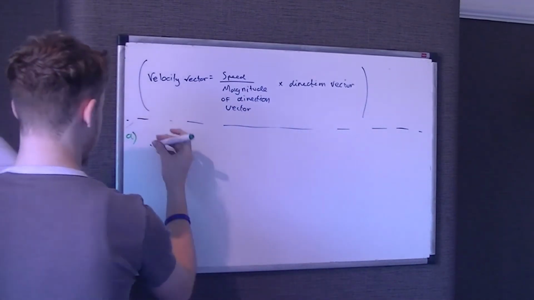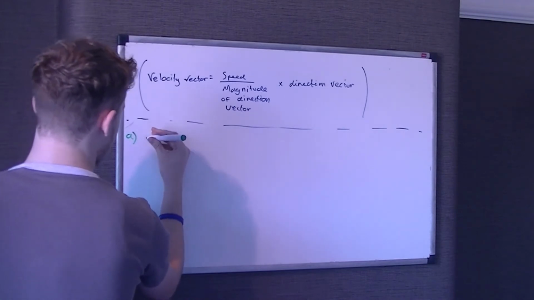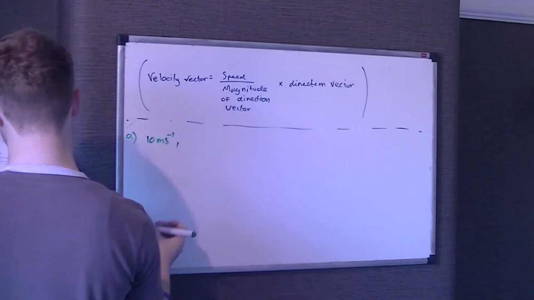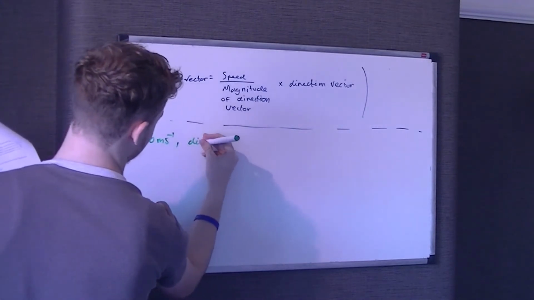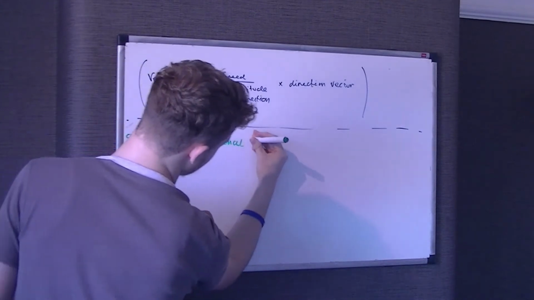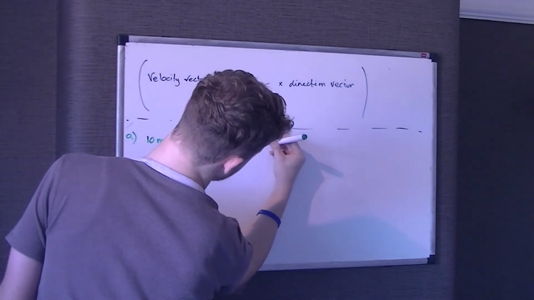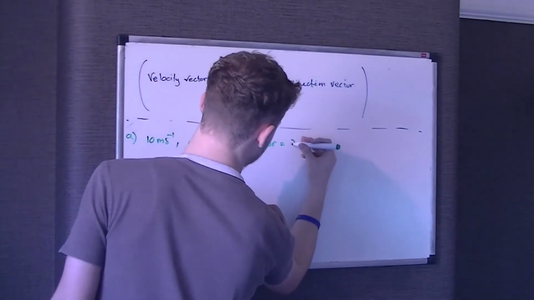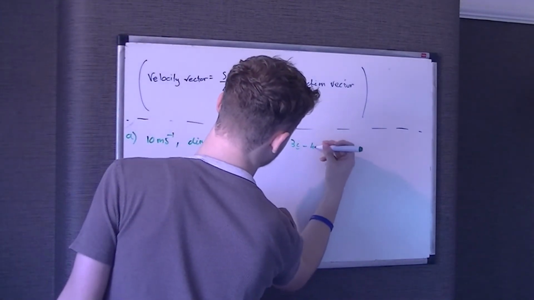So we're told the velocity, the speed, is 10 meters per second. And the direction, I always put directional vector rather than direction, is equal to 3i take 4j.